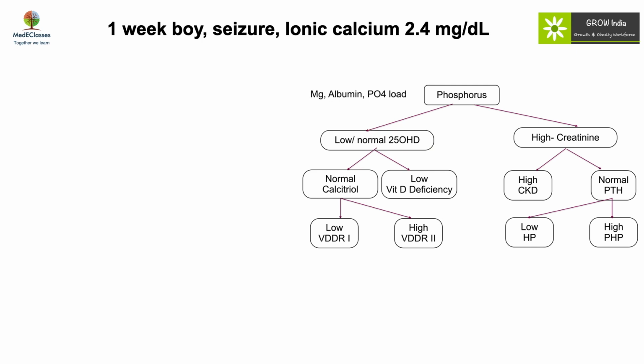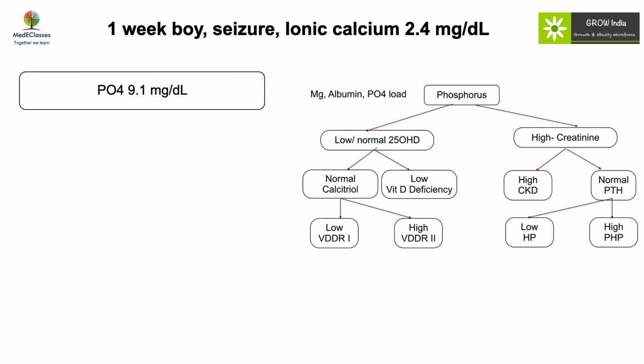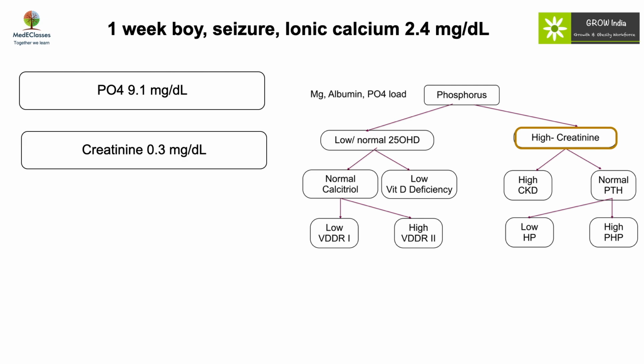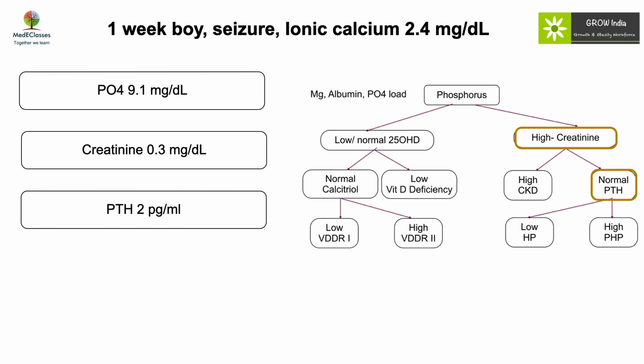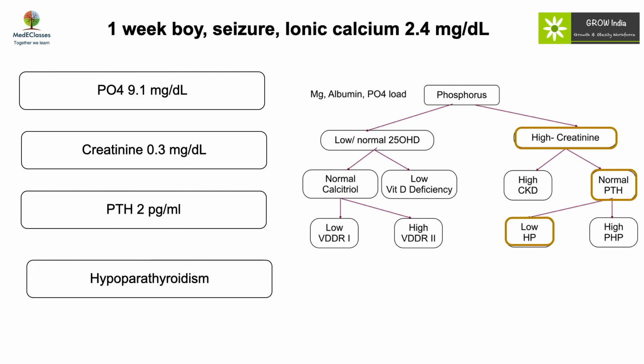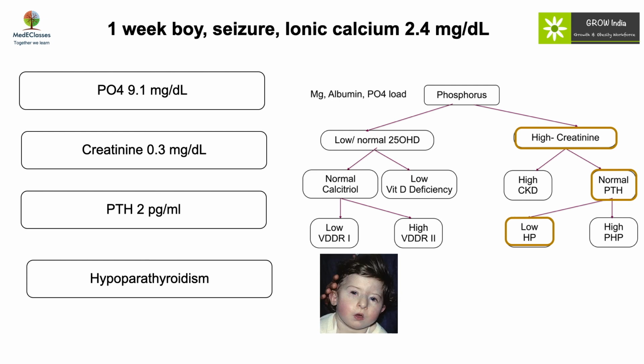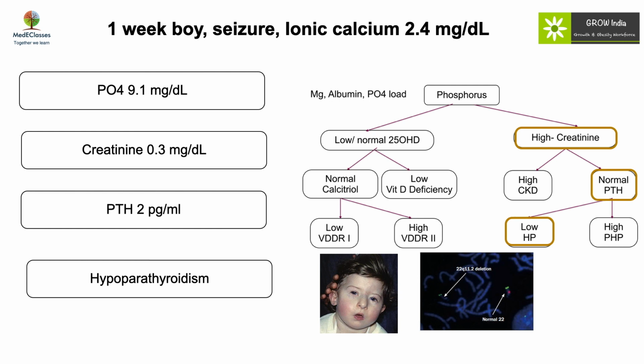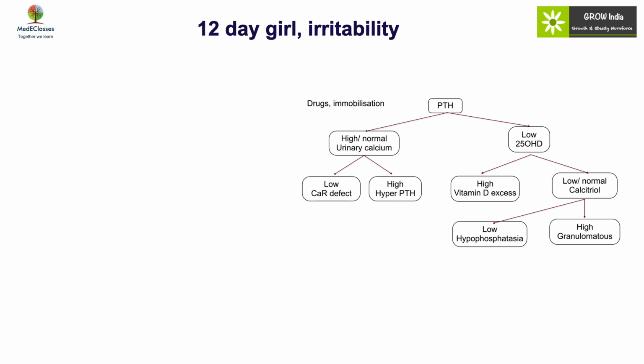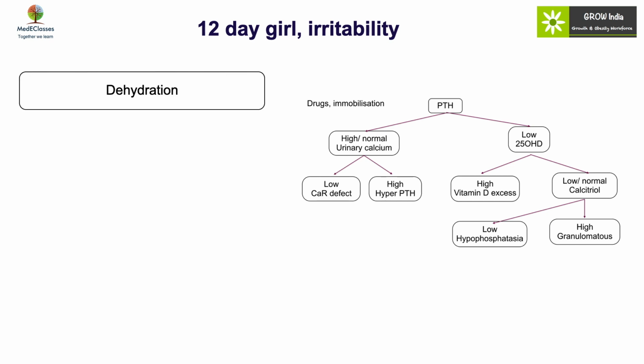A 1-week-old boy with seizures, hypocalcemia, hyperphosphatemia. This is clearly a situation where we have to do a creatinine, which was normal, and the PTH was low. So this is a classic case of hypoparathyroidism. Very importantly, we have to look at features of DiGeorge syndrome in terms of facies, FISH, and cardiac evaluation in this regard. So hypocalcemia can present in a wide variety of situations, and we need to be very careful in terms of assessment.